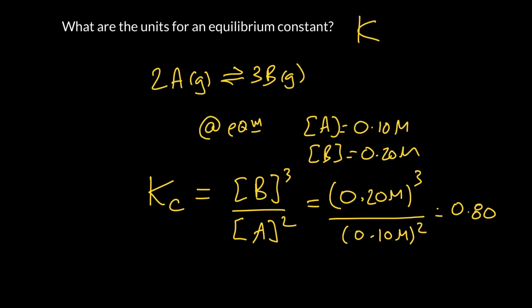Now, what are the units? At first glance, it looks like the unit should be moles per liter, because we've got moles per liter cubed on the top and squared on the bottom, so we end up with a single moles per liter. But it turns out that for all these equilibrium constants, you ignore the units. You don't write them down. They are actually unitless. That is to say, they are pure numbers.